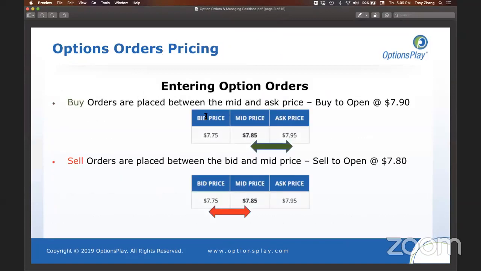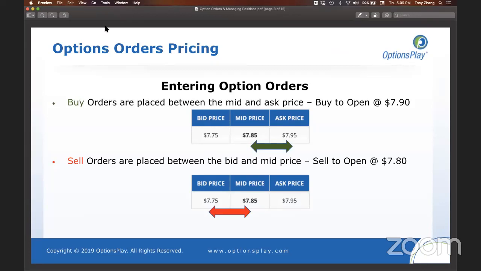You certainly absolutely can. If you enter this buy to open order at 785, it will simply just sit there, and you will basically wait for the market to move until that 785 is about 5 cents away from that midpoint before you actually get filled. So it's just a matter of how long you're willing to wait.